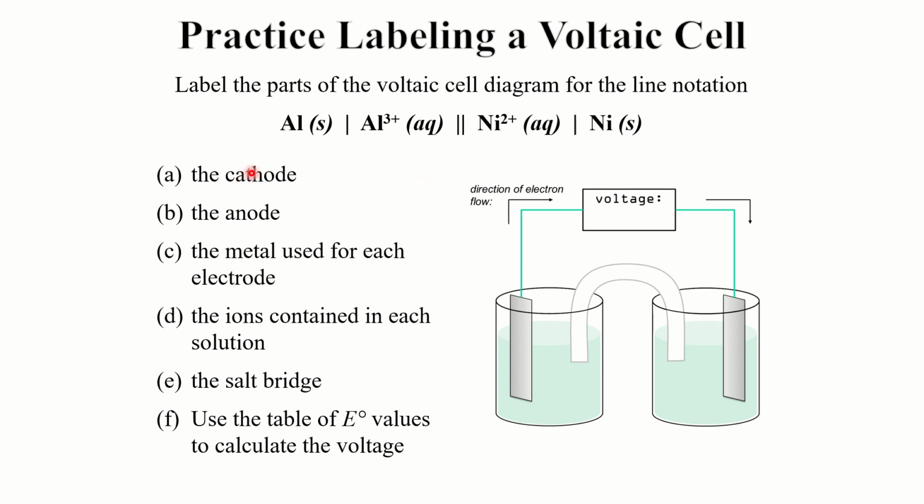All right, so labeling these things, the cathode is over here, the anode is on this side. This is the metal being used for the anode, so this would be the aluminum right here. This is the metal being used for the cathode, the electrode, so this is the nickel right here. The ions in each solution, we would have aluminum ions here and nickel ions here. Here's our salt bridge, and when you went to calculate the cell potential here, you should have gotten a value of around 1.405 volts.